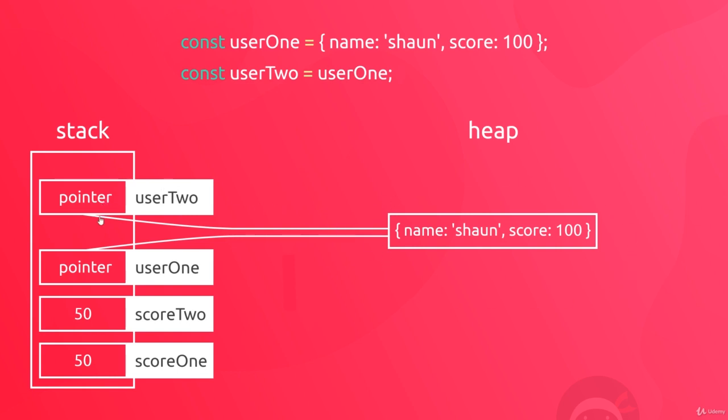What it does is it copies the pointer. It doesn't copy the object on the heap, it copies the pointer. And we have our new variable, user2, locked to this new pointer. So they both point now to the same object on the heap.